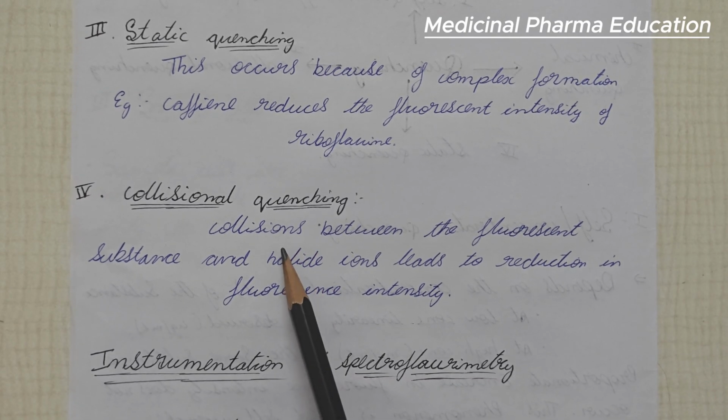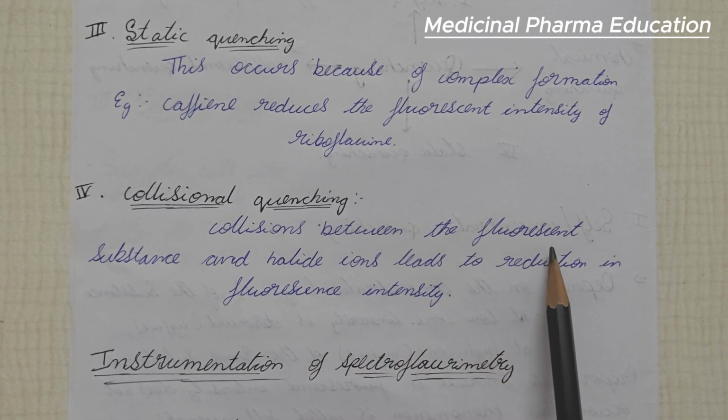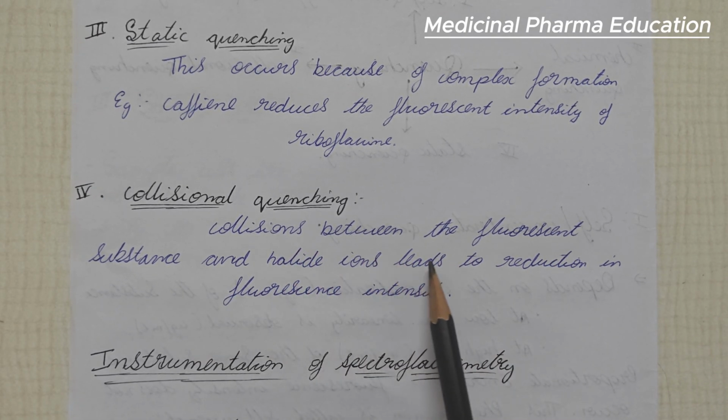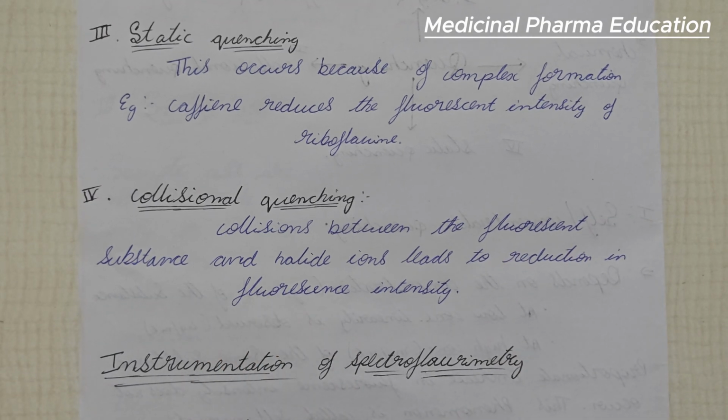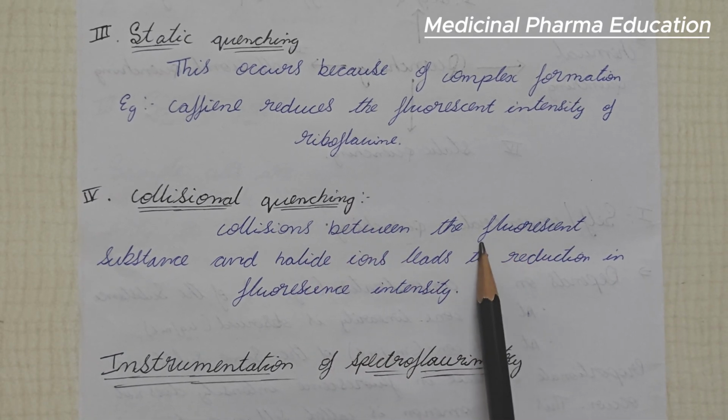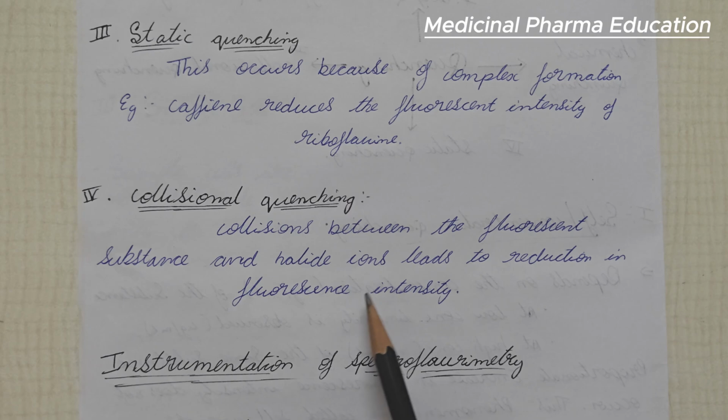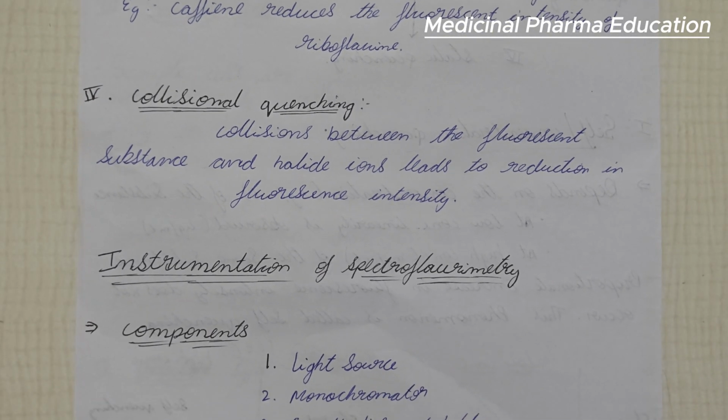Next, collisional quenching. Here, collisions between the fluorescent substance and halide ions lead to a decrease in the fluorescent intensity. See, usually the collision of the fluorescent substance increases the fluorescence. But interactions or collisions between the fluorescent substance and halide ions cause a reduction in the fluorescence intensity. That's the difference.